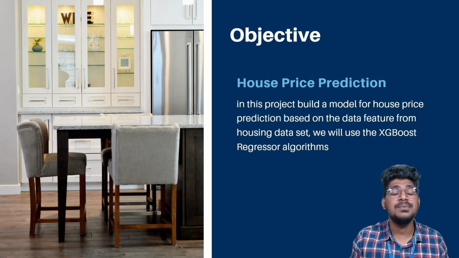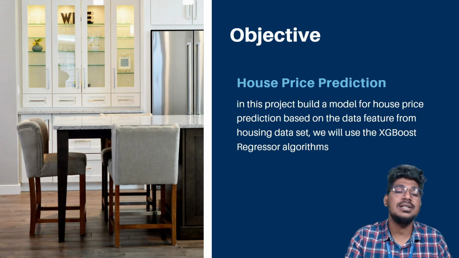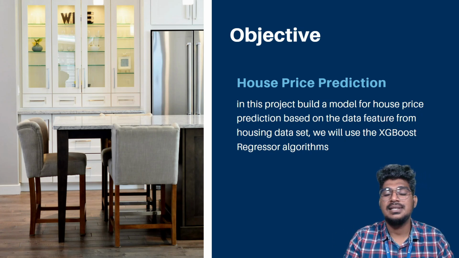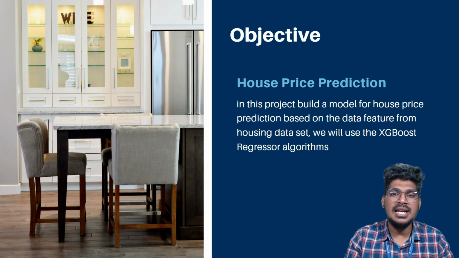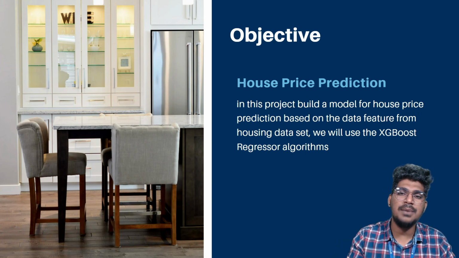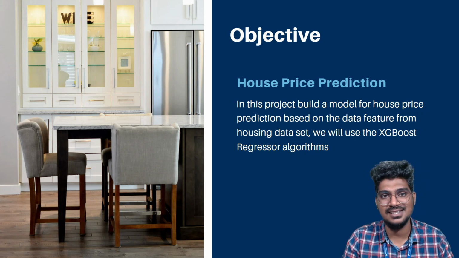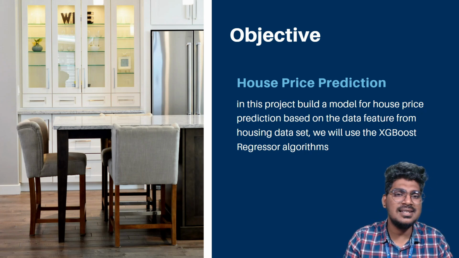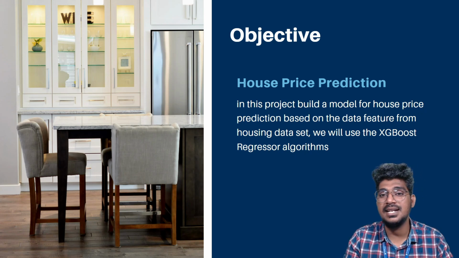So what is our main objective of this particular project? We are going to build a model for house price prediction based on the data features from the house data set. For example, you want to buy land in one particular main area. If there are nearby schools, banks, a bus stand, anything like that in that location, the price will be very high, unimaginable. If it is in the rural areas, that is completely different, the price will be very low when compared to the urban areas.